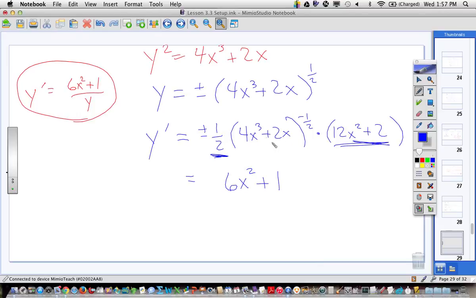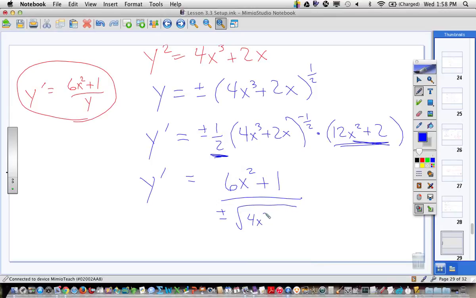This part is a negative power, so I'm going to move that down to the bottom. And I'm going to put the plus minus down there with it, just for the heck of it. And so this negative power is going to go to the bottom. Then it's a positive 1/2 power, which of course is a square root, right? So I'm going to write that as a square root.